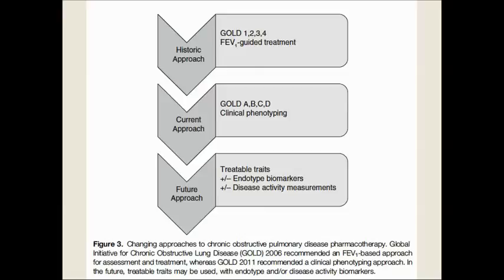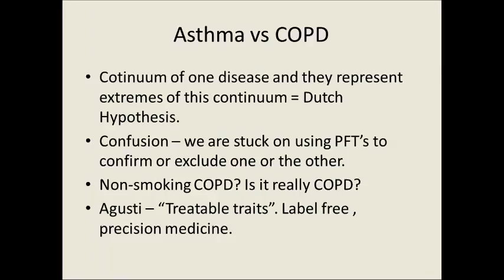Historically, we used firstly GOLD 1, 2, 3, 4, and we used FEV1 to guide treatment, and then GOLD A, B, C, D, and clinical phenotyping. But in the future, hopefully, we'll be looking at what we call treatable traits and endotype biomarkers and disease activity markers. And you know the Dutch hypothesis that asthma and COPD are a continuum, or they represent the extremes of this continuum of disease. The confusion we've caused is we stuck on using lung function tests to confirm or exclude one or the other. And I think we need to move away from that.